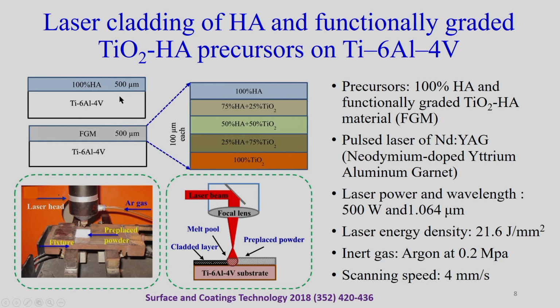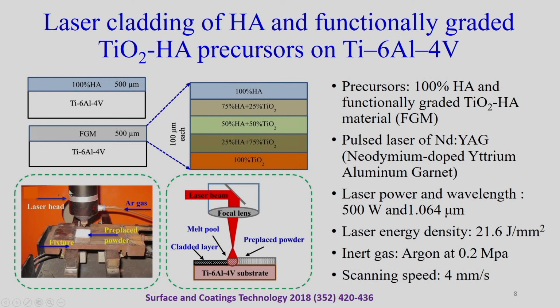So, here you just see we had a 500 micrometer thick layer of 100% hydroxyapatite, and in case of mixture we had 5 different layers, that is what we are calling the graded material. Initially the first layer was 100% TiO2, then 25% HA, 75% TiO2, then 50% HA, 50% TiO2, 75% HA, 25% TiO2, and then 100% HA. These are the 5 layers. So, total thickness in both the cases was the same.